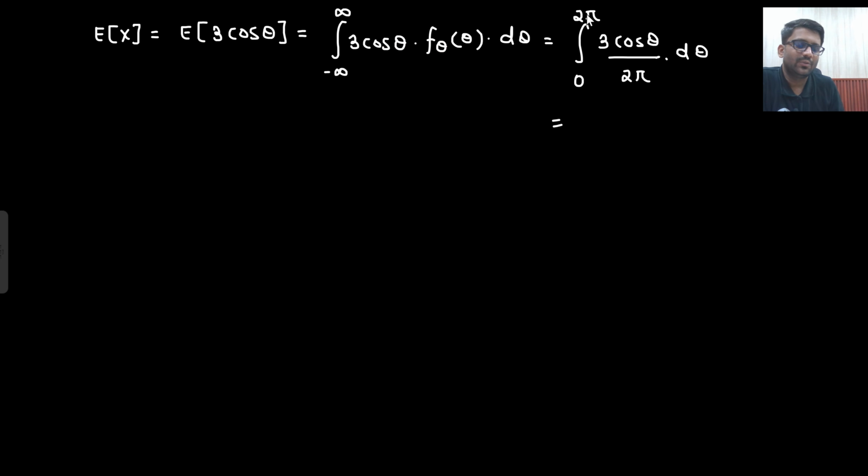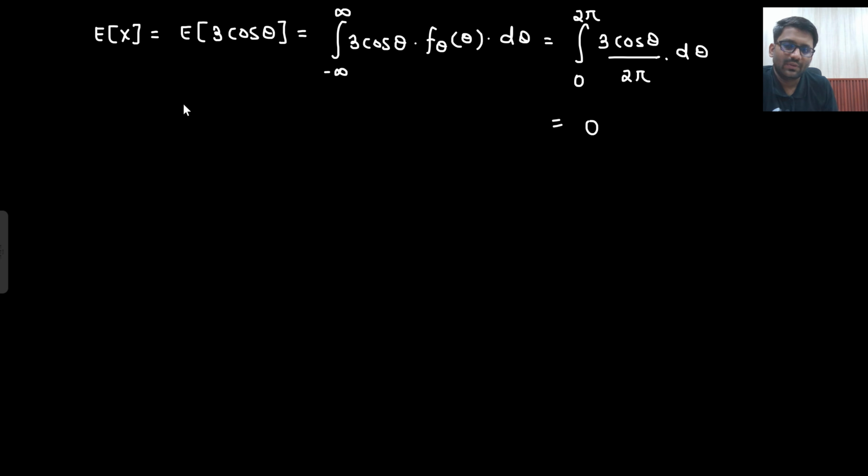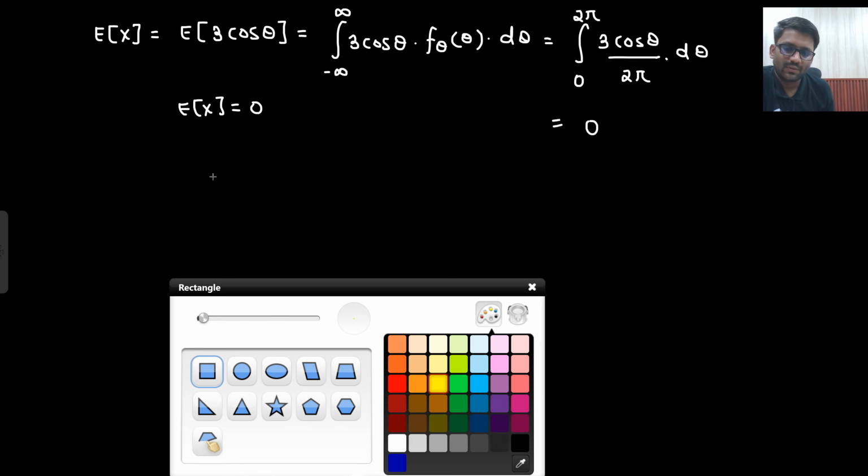Now if you integrate 3 cos theta by 2 pi from 0 to 2 pi, what will be the answer? Cos theta from 0 to 2 pi: this point is pi, this point is 2 pi. So whatever the positive area is there, the same negative area is there. Basically for one cycle you are integrating your cos. What will be the answer? 0 only, no? So you can integrate this, very simple, your answer will be 0. So expectation of x is coming out to be 0.